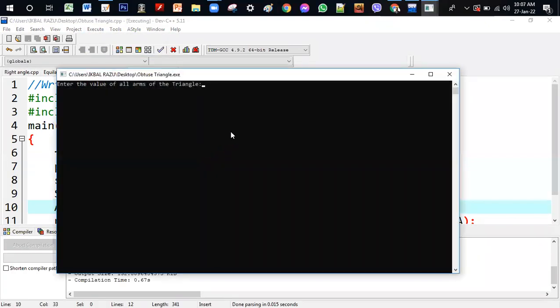So enter all of the arms, right? So enter arms 4, 5 and 7. The result will be 9.797959.